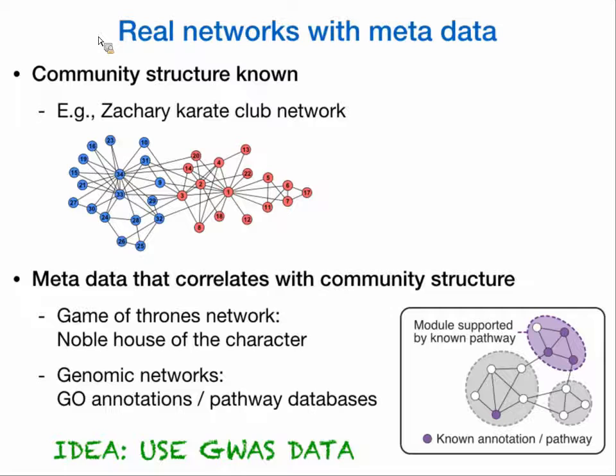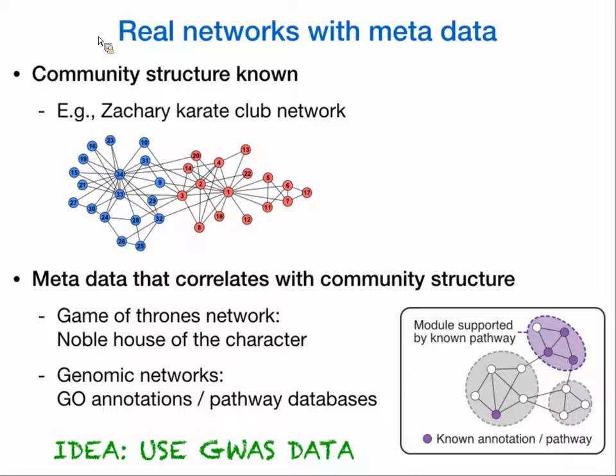But of course, usually we don't know the true community structure. So you can use other metadata, like in the Game of Thrones network, you could use the noble houses of the characters. In genomic networks, we usually use GO annotations or pathway annotations. So you can see if a module is enriched for a known pathway, a gene ontology category or something like that, and you could say this module is validated or supported. We have some evidence that it might be a functional module.